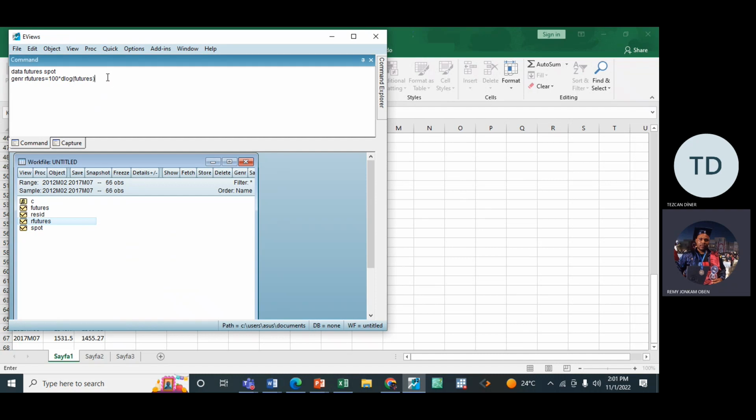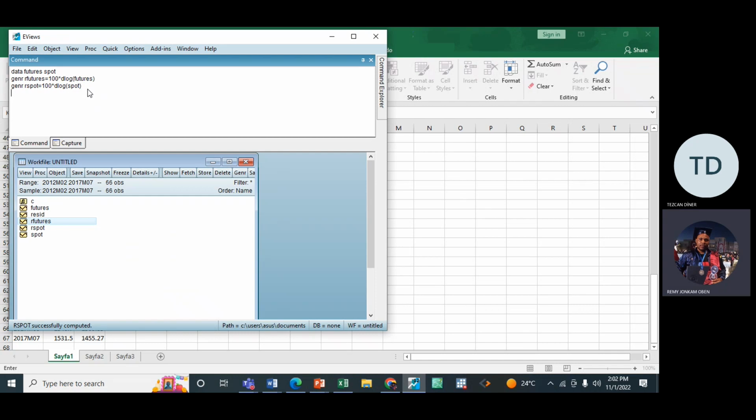To get the spot price return, same command: generate rspot equals 100 times dlog(spot). So what I'm doing is getting the log of the spot prices, then taking the first difference of this log, which gives the return series, then I multiply by 100 to get everything in percentage, right?